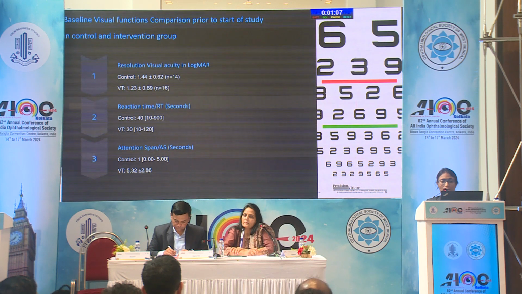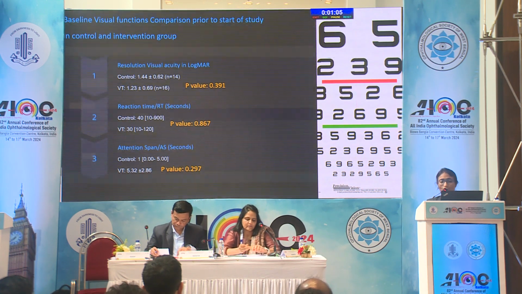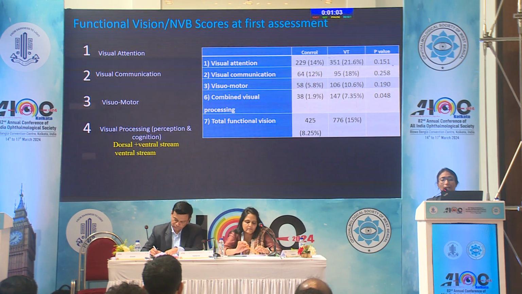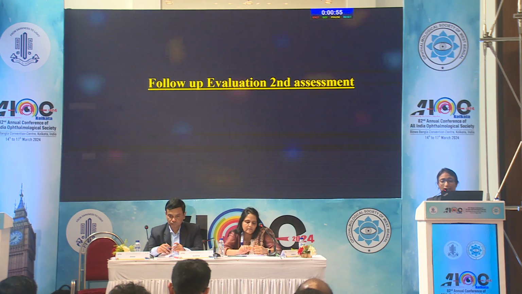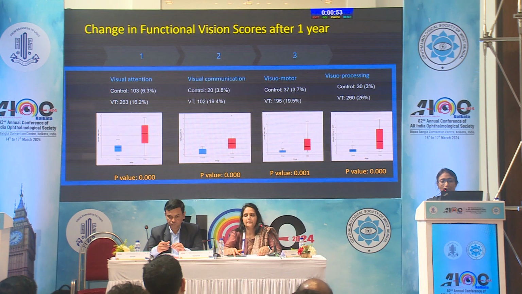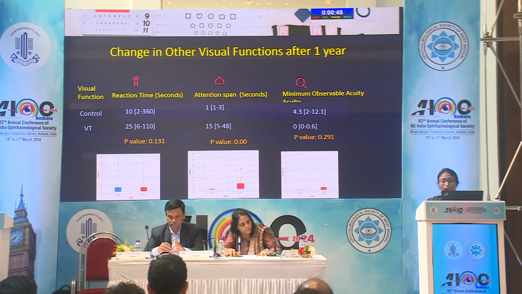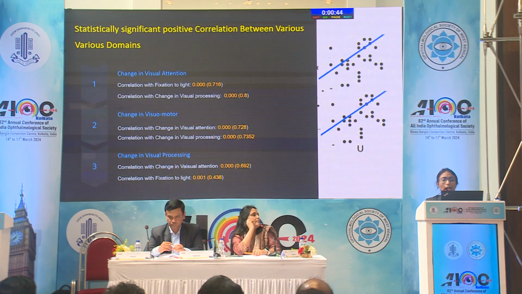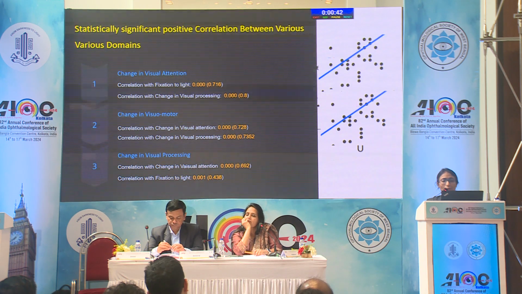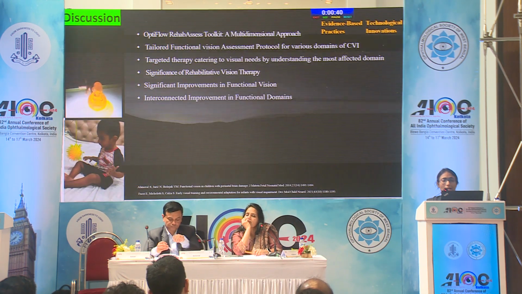The baseline visual functions in the first assessment, the difference in the 2 groups was not statistically significant. These are the scores in the control and visual therapy groups of the different domains, and the difference was not statistically significant at first assessment. At the end of the second assessment, there was a statistically significant difference in the functional vision score after 1 year. Among other visual functions, for attention span, there was a statistically significant difference between the 2 groups. There was also a statistically significant positive correlation between various domains.